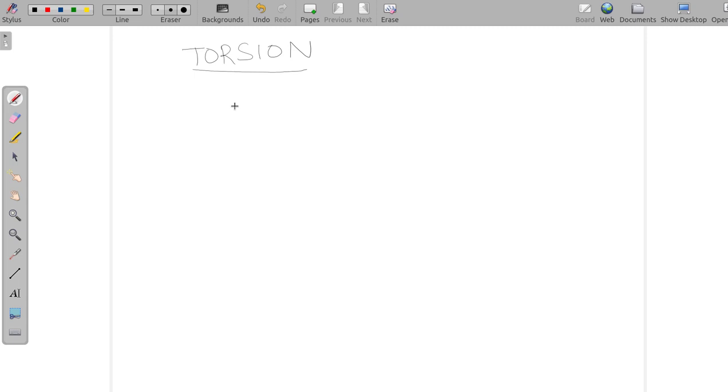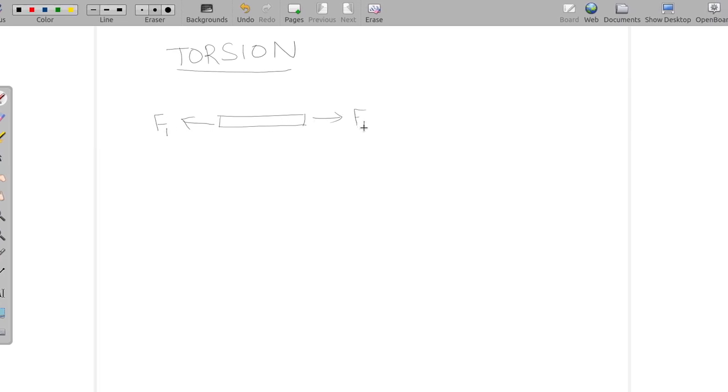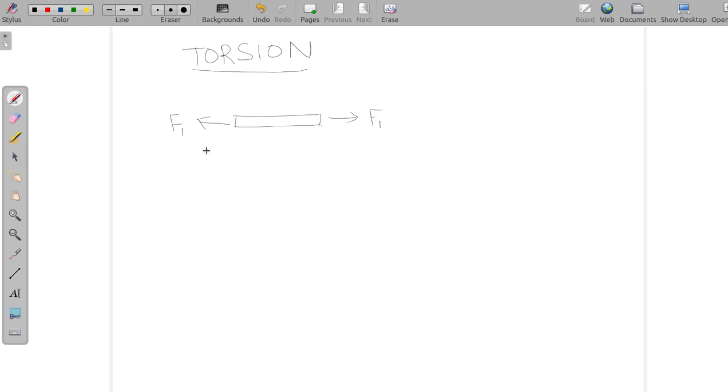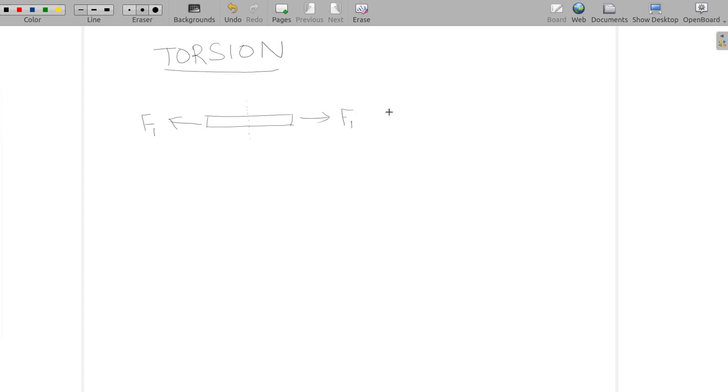Before talking about torsion, if you have a bar on which you are applying force, which is being subjected to a tensile force F1, what is the internal force in this bar at any point? That will be F1.